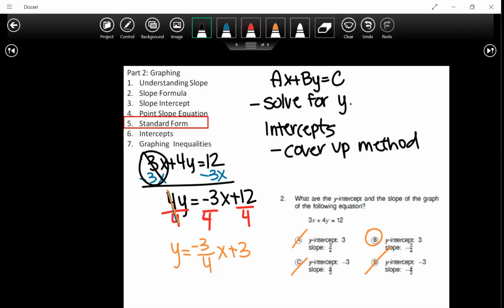If we cover up the x, we're going to get y is equal to 3. If we cover up our y, our x will be equal to 4. Our intercepts would be (0, 3) and (4, 0). I'm going to throw it out there. I forgot whether there are problems like that on the test. I want to say there is, but that's going to be the method to solve it. So the cover-up method does work for that part.